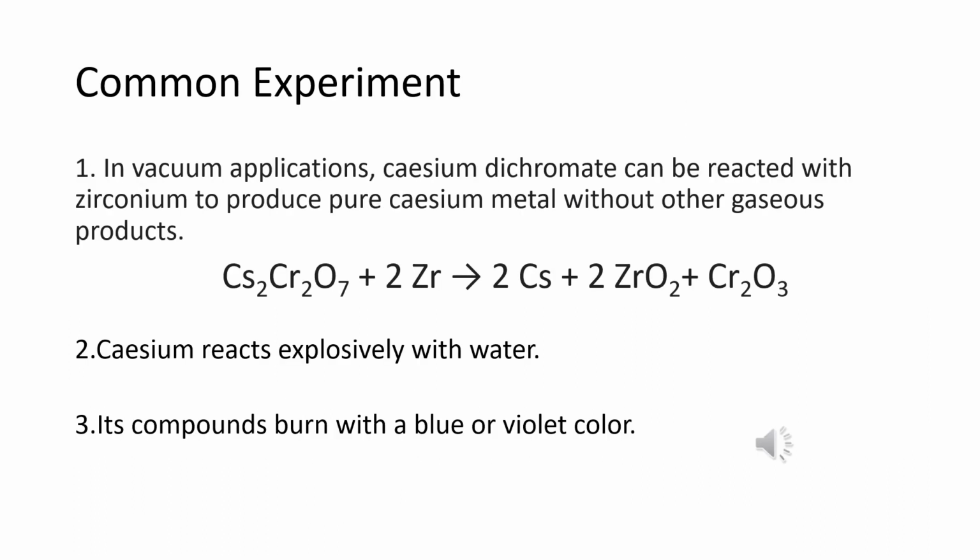Next, I am going to talk about some experiments related to cesium. To acquire pure samples of cesium without yielding gaseous products, cesium dichromate can be reacted with zirconium in vacuum applications. Just like other alkali elements, cesium reacts explosively with water. Its compounds burn with a blue or violet color.